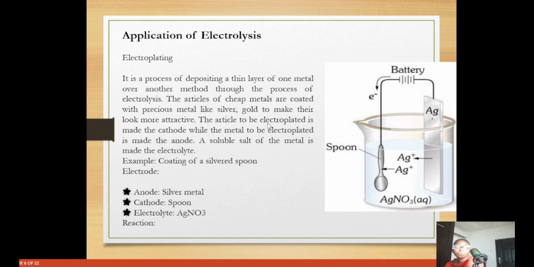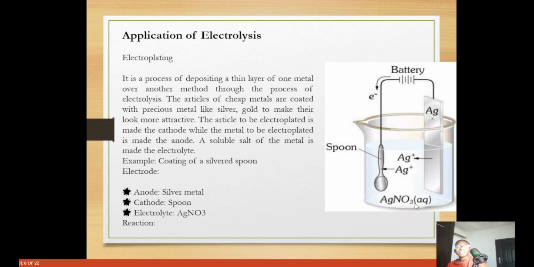The article to be electroplated is made the cathode. As we can see now, this is the negative electrode, made the cathode, while the metal to be electroplated is made the anode. A soluble salt of the metal is made the electrolyte.